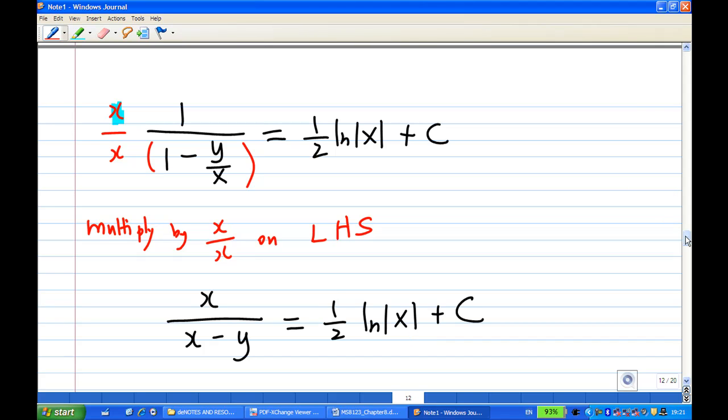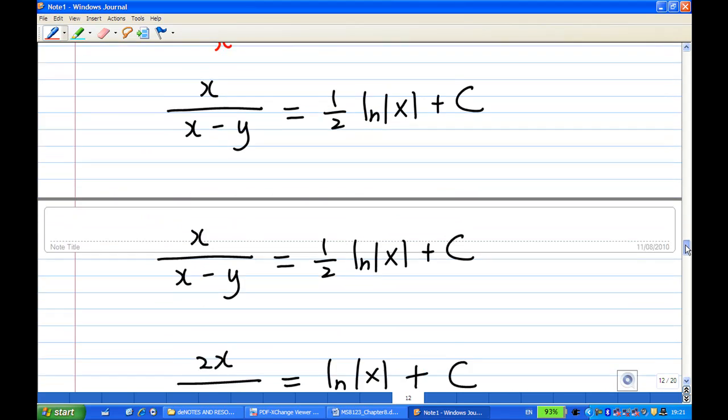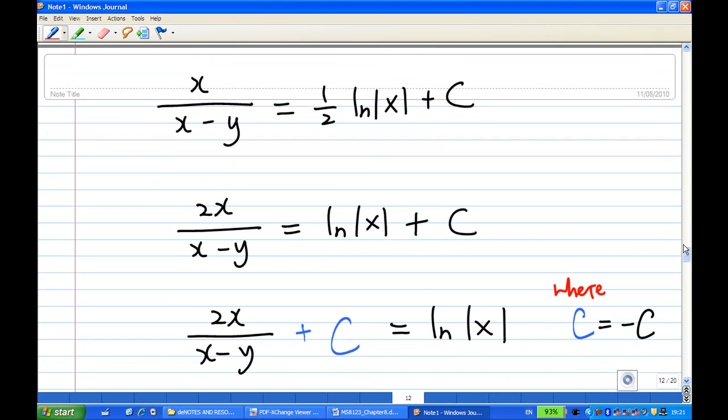Let's continue and simplify. I'm going to move the c to the left hand side, but before I do that, I multiply by 2 first. So bring the 2 over. I should have 2c here, but 2c is just a fixed number, so I just leave it as c. Then I move the c over by subtracting c from both sides.